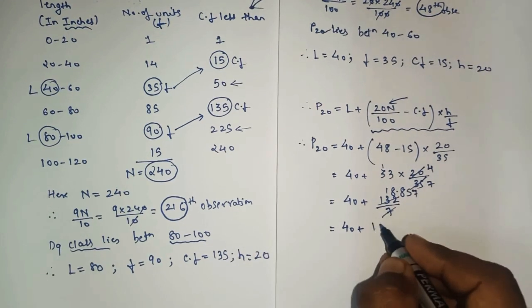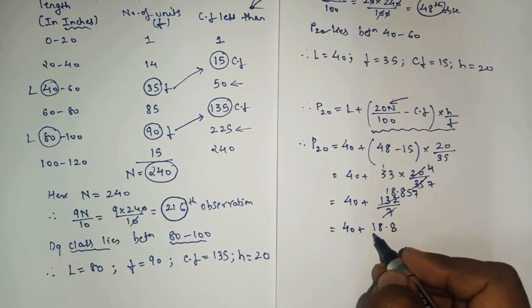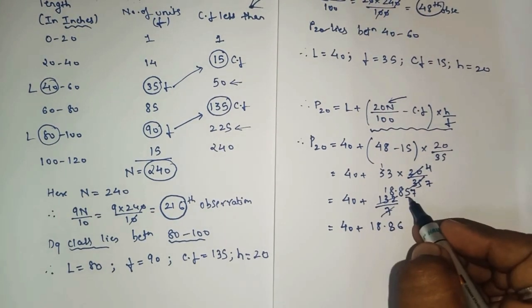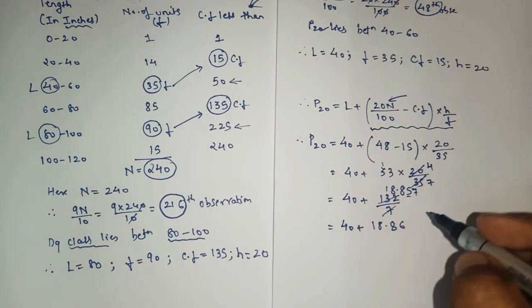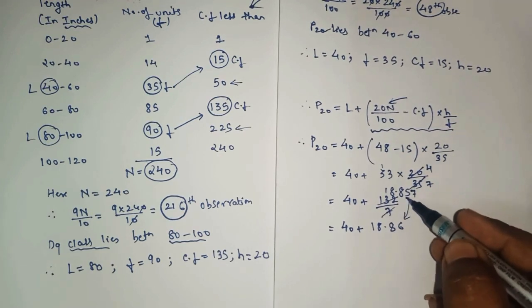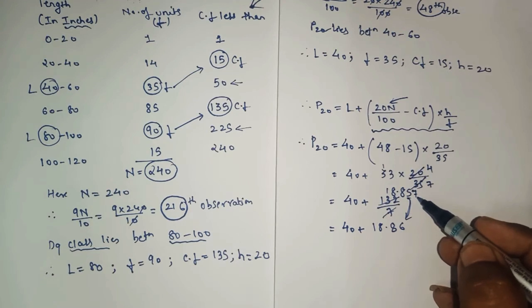18.857. Up to the second decimal we can write this as 18.86, yes or no, as here we have 5 and 7. I hope you all know how to do this approximately. As we require only two decimal values, we check whether the third number is more than 5.